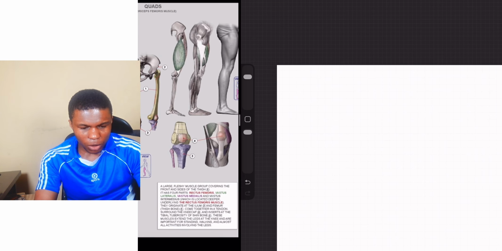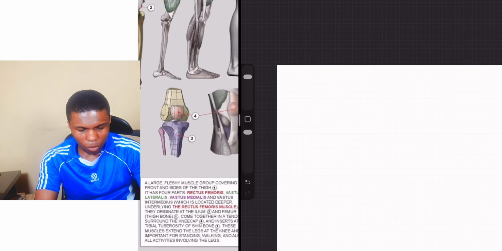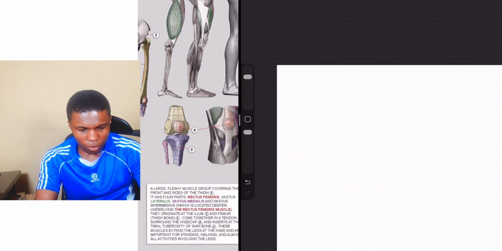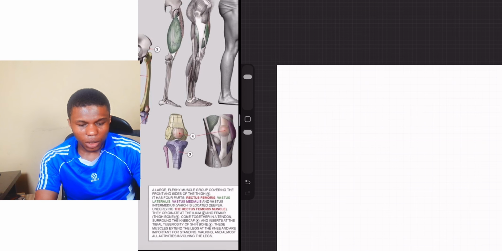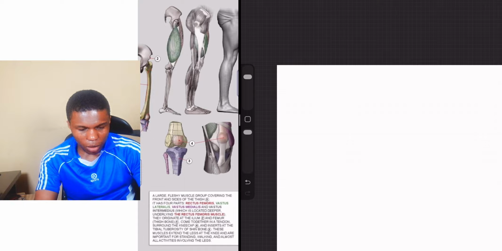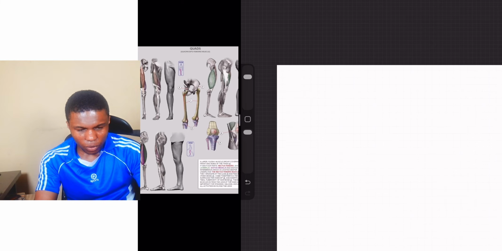They said a large fleshy muscle group covering the front and sides of the thigh. It has four parts: rectus femoris, vastus lateralis, vastus medialis, and vastus intermedialis, which is located deeper underlying the rectus femoris muscle. They originate at the ilium and femur thigh bone and come together in a tendon surrounding the kneecap and insert at the tibial tuberosity of the shin bone. These muscles extend the legs at the knee and are important for standing, walking, and almost all activities involving the legs.